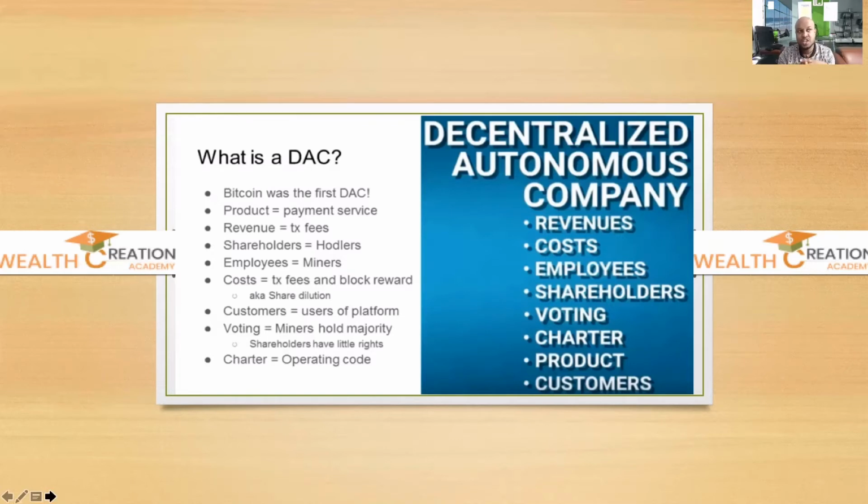Now, employees, you can call them miners, because they are the ones that actually secure the network. They are doing a job for the network, so they're like the employees. The miners are machines. They're not individuals, they're machines. Those machines are owned by people, obviously, but the miners are machines. And the cost is basically the transaction fees that you paid, and the block reward rewarded to those miners for confirming a block. Okay, so like a share dilution.